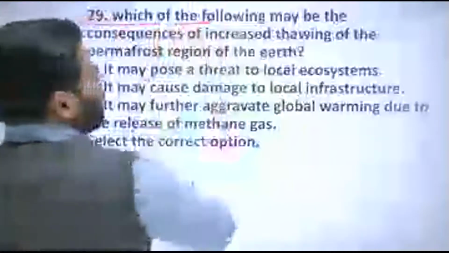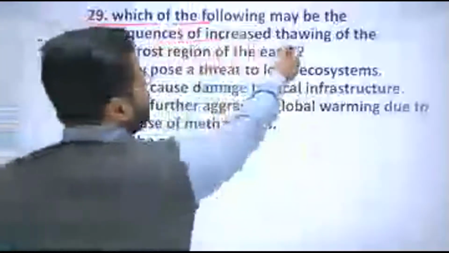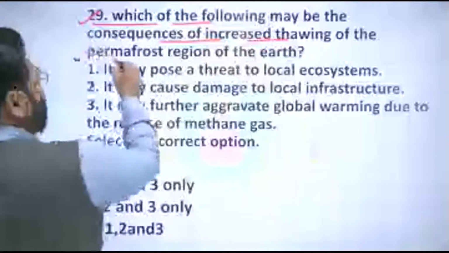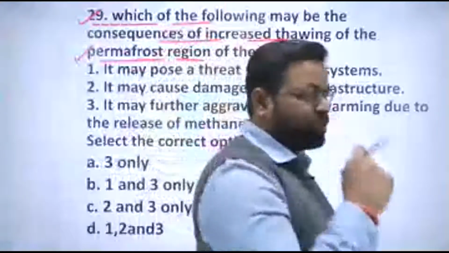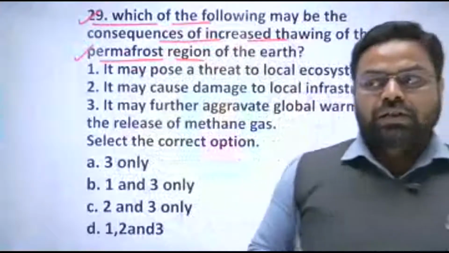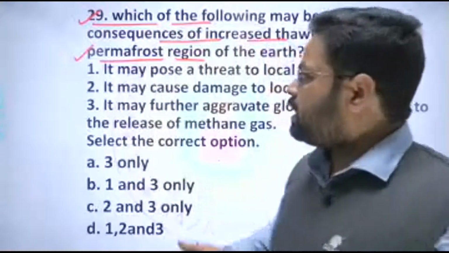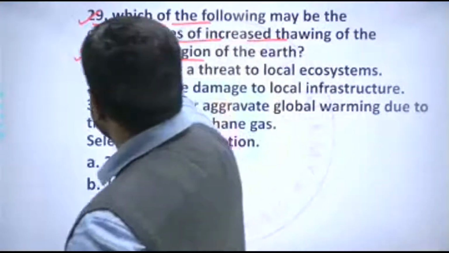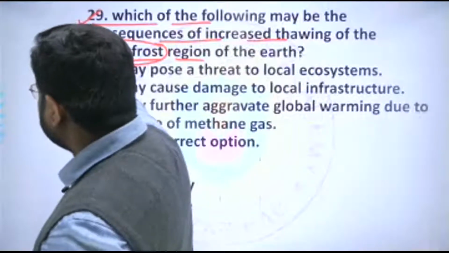Next question is: which of the following may be the consequence of increased thawing of permafrost regions of the earth? So which are the regions that are called the permafrost regions of the earth? The permafrost regions are those regions which are perennially covered with ice.